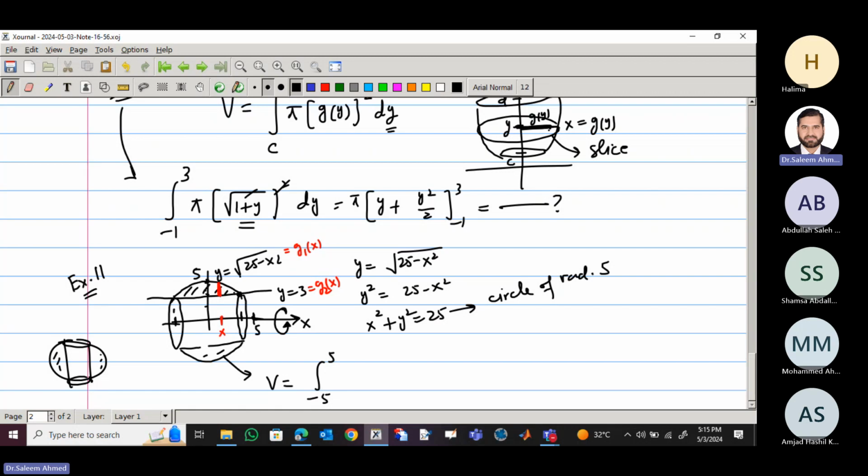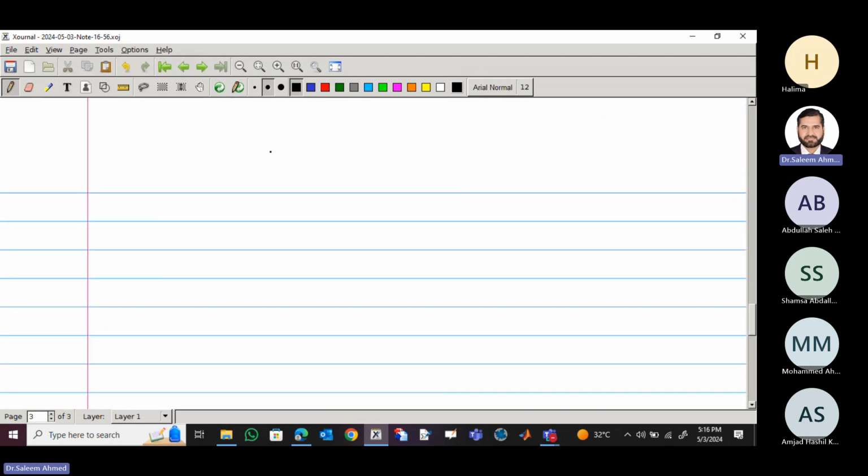So you can put y is equal to 3 and get the answer. If you put y is equal to 3, it will be 25 minus 9. So if you put y is equal to 3 here, your x squared will become 25 minus 9, which is 16. So x will become plus and minus 4. So these numbers are -4 and +4. So you are going from -4 to 4, and the integrand is pi times g1 squared minus g2 squared, because now you have two curves. So you will subtract the squares now.